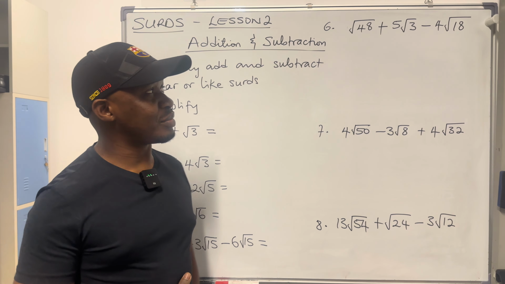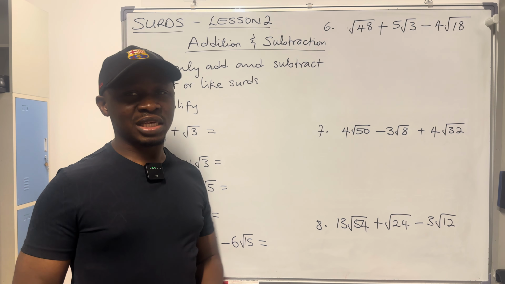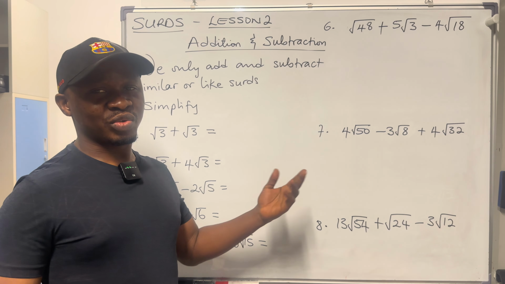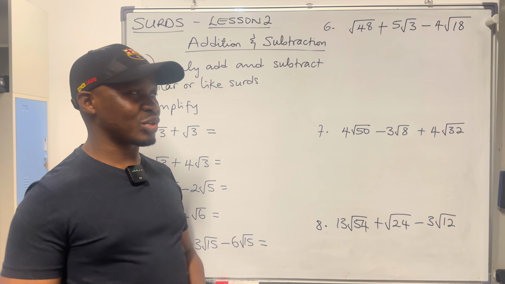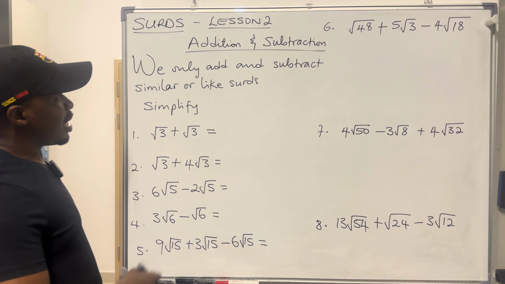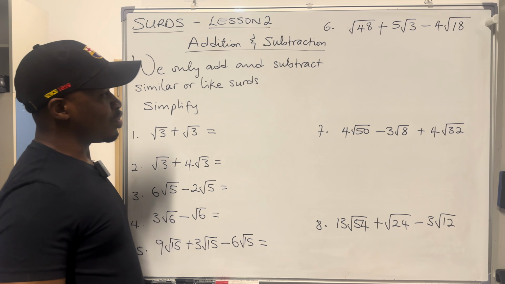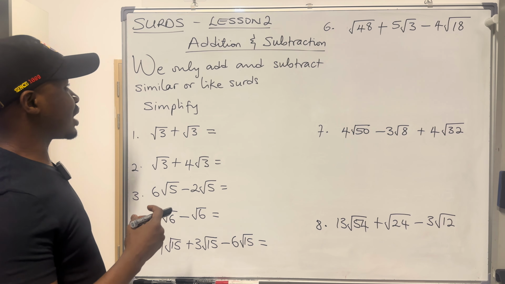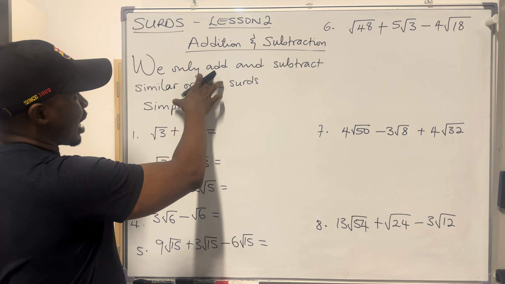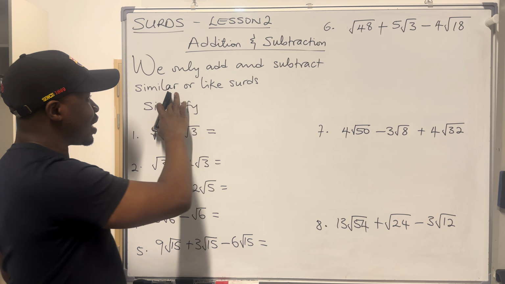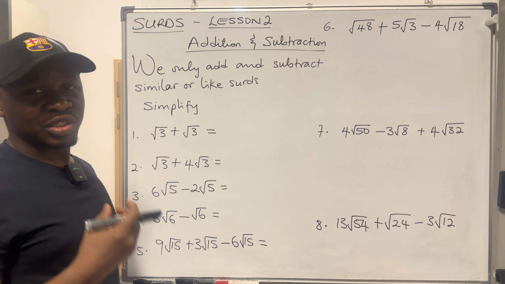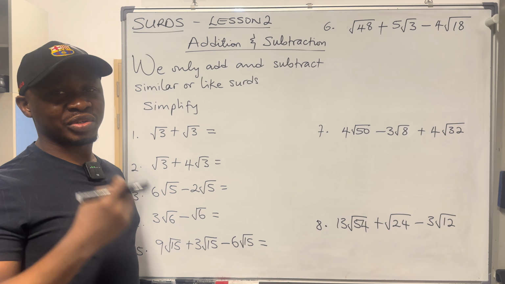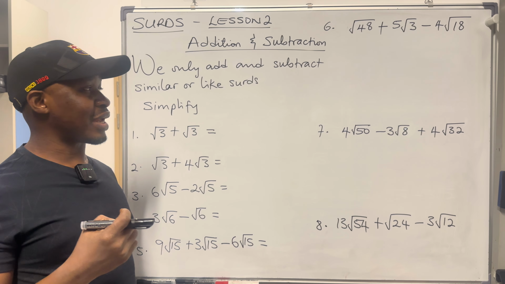Hi everyone. Today we have the second class for Surds. So today we discuss addition and subtraction of Surds. Before we solve the examples we have on the board, we need to understand that we can only add and subtract similar or like Surds. Surds that are similar, Surds that are alike, they are the only ones we add.